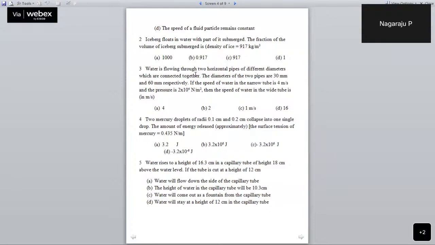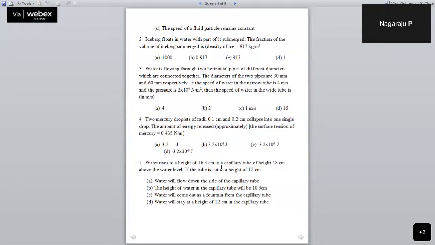Then if we go to question number 5, it is somewhat, I may say, a medium question. Of course, this is based on viscosity.